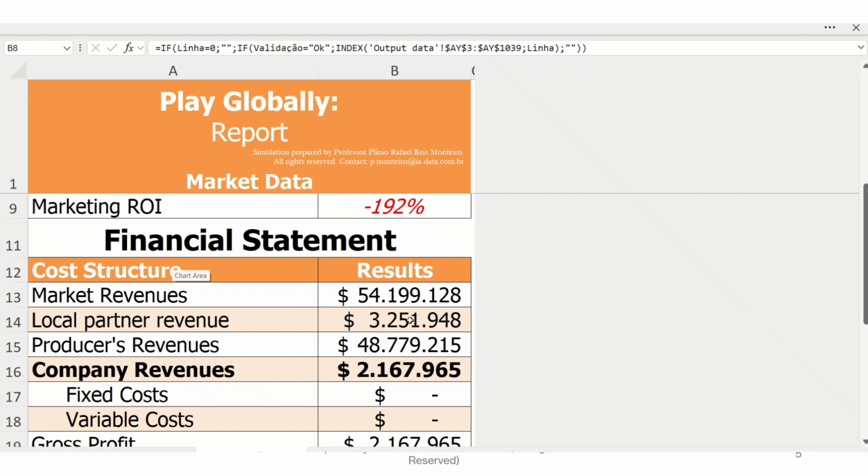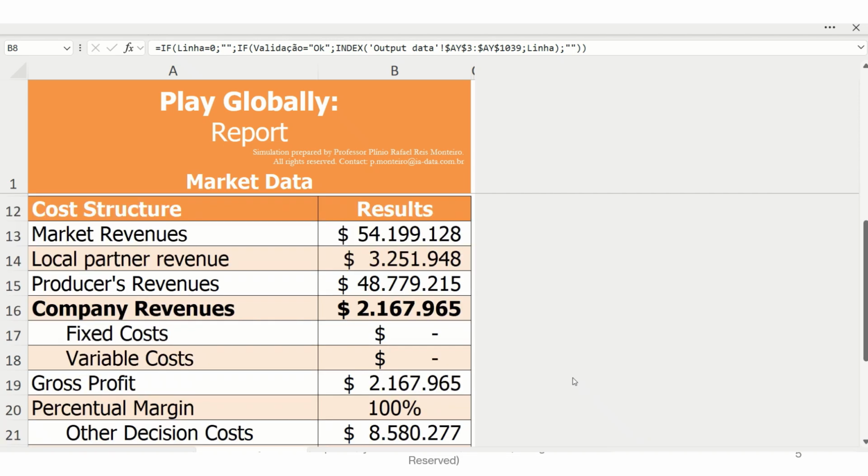We have the local partners revenue. In the case that we entered with a strategic partnership, they get 6% of the total market revenue, and the producers get another 90%. So only 4% of the market revenues become my company revenues. Since in my case all the fixed costs and variable costs are under the responsibility of the local partner, there are no fixed and variable costs. But in other cases like subsidiary or acquisition, you should have fixed and variable costs here to operate in the target market.